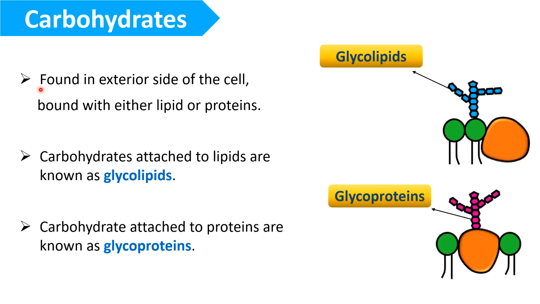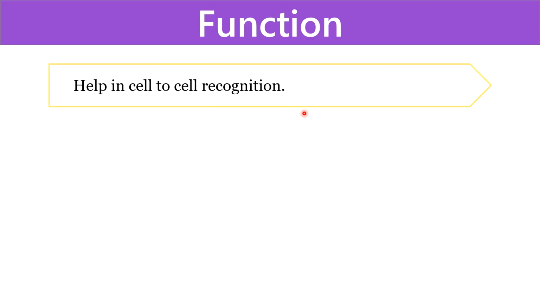Carbohydrates. Carbohydrates are present outside of the plasma membrane bounded with either lipid or proteins. Carbohydrates bounded with lipids are known as glycolipids, while carbohydrates bounded with proteins are known as glycoproteins. Function of carbohydrates. Carbohydrates participate in cell recognition. They distinguish between cells of same organism or foreign body.